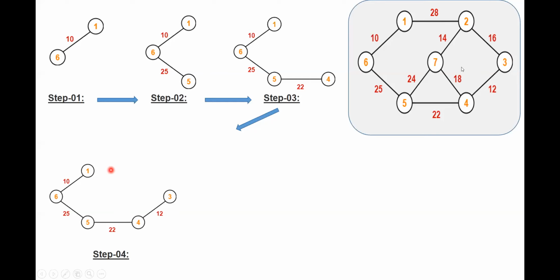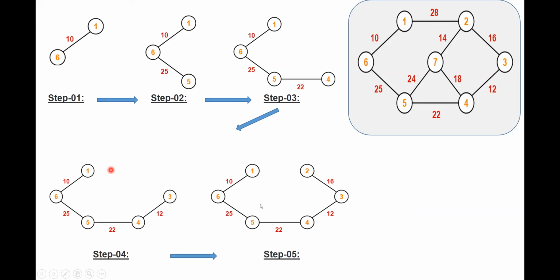Among the available options, which is minimum? 28, 24, 18, 16. So the minimum available option is 16. That is the edge connecting from 2 to 3. This is minimum now. So I will consider this.